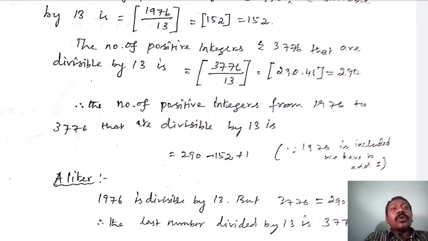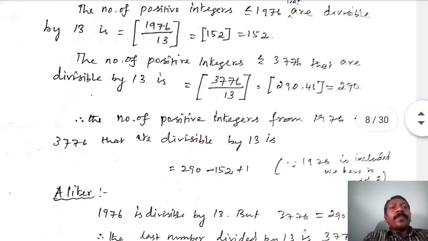We have to use this only for the first number. We shouldn't take it for the last number. It should be used only for the first number, whether it is divisible or not. If it is divisible, then we have to add 1. Otherwise, we shouldn't add that 1. So this is our problem.